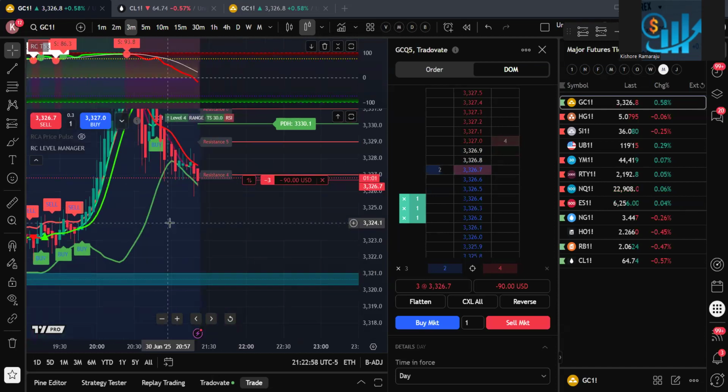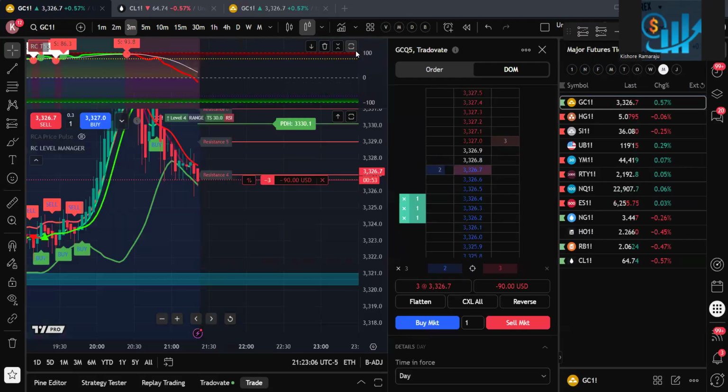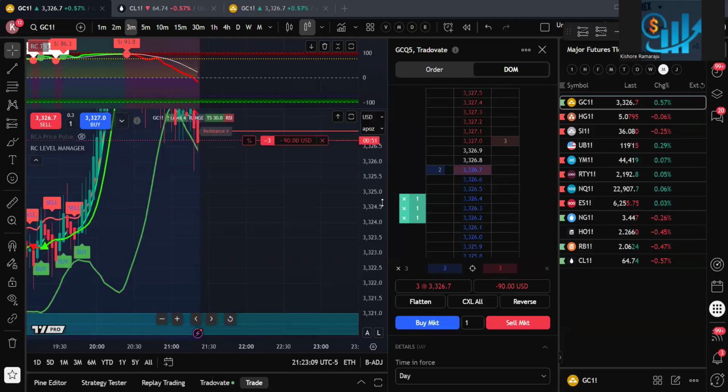If GC can drop further, still there is a nice gap here, nice gap between the T5 lines. So I took short on GC at the time.